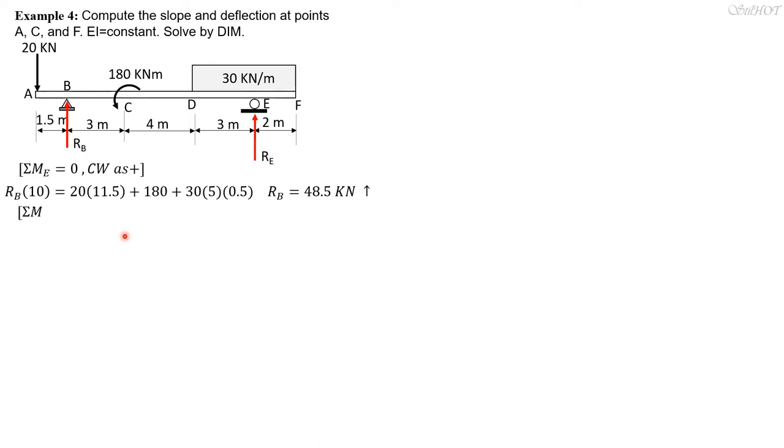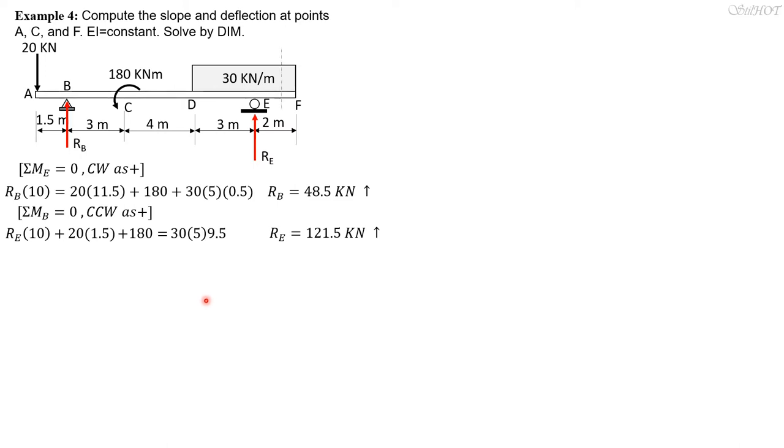Summation of moment about B equals 0, counterclockwise as positive this time. So counterclockwise moment equals clockwise moment. RE times 10 plus 20 times 1.5 plus 180 equals the clockwise moment, 30 times 5 times the moment arm. The moment arm is 10 minus 0.5, which is 9.5. Solving for RE is 121.5 kilonewtons upward.